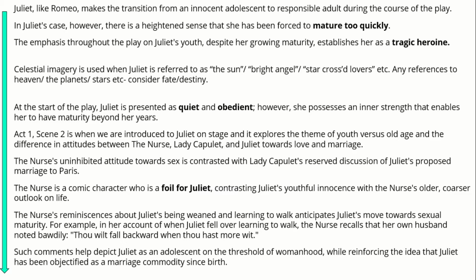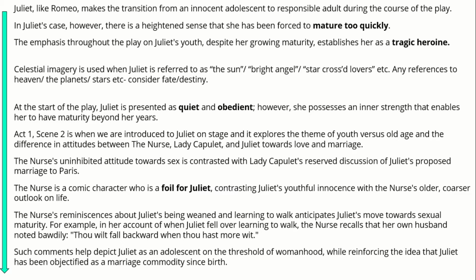Now, I suggest as we go through this video that you pause and make notes. Again, you can see there are words in bold, and you might want to copy down some of the quotations. So Juliet is kind of forced to mature too quickly. The emphasis throughout the play is on Juliet's youth, and despite her growing maturity, establishes her as a tragic heroine.